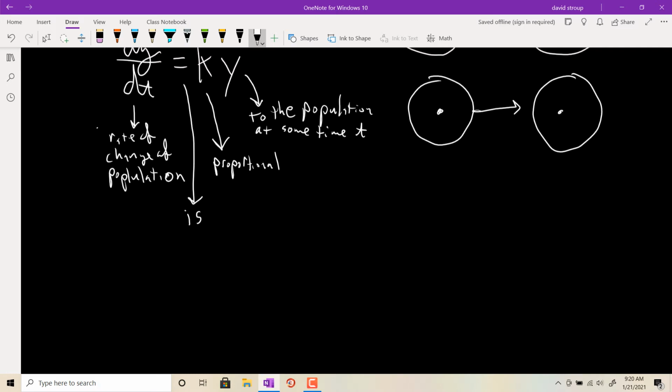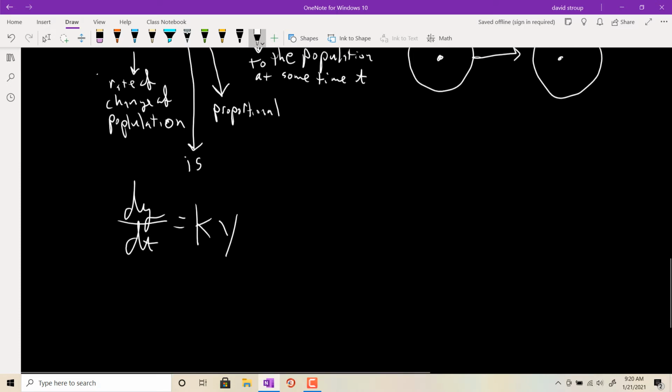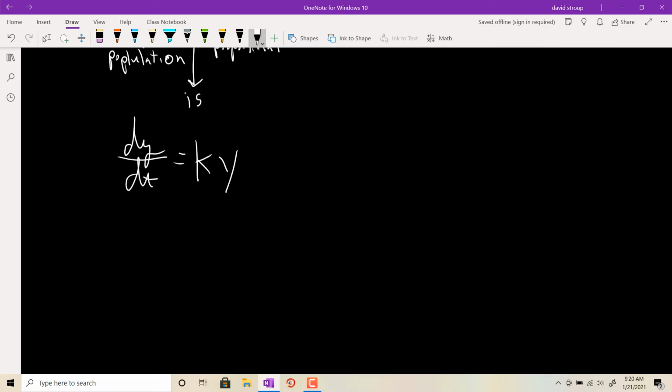And so anyways, let's go ahead and solve this and see what the actual equation is. This is the differential equation for growth and decay. Let's see what the actual equation for growth and decay is, right? Okay, so we separate. I'm going to multiply and get the dt on the other side.